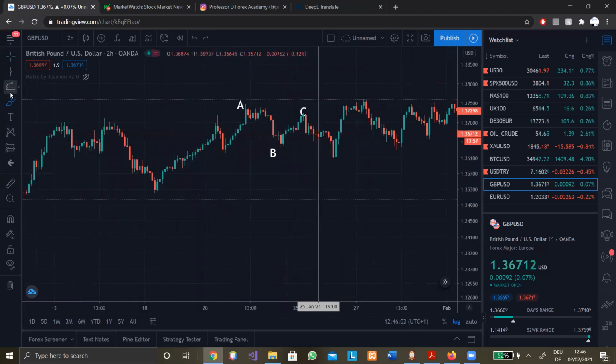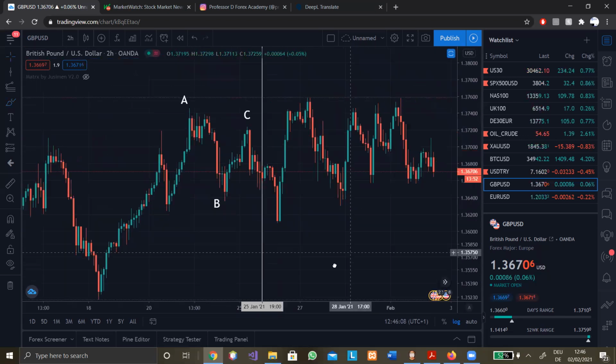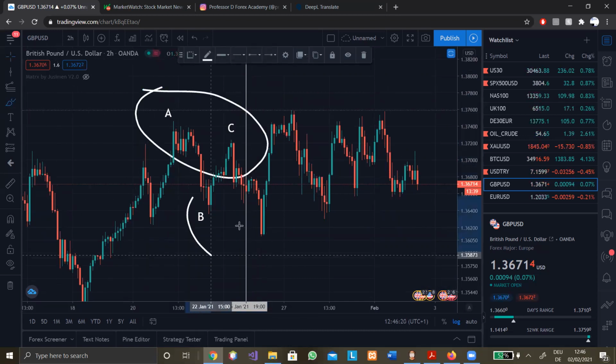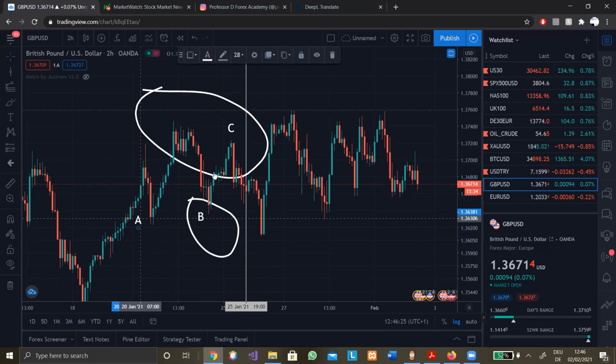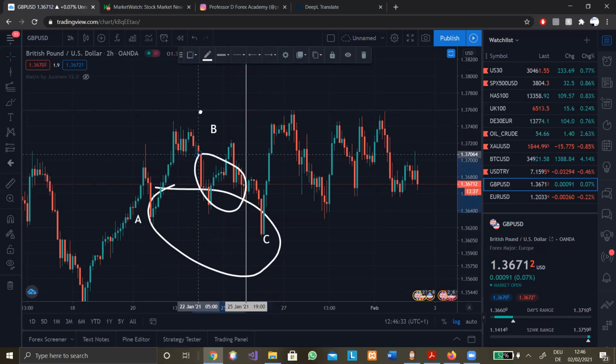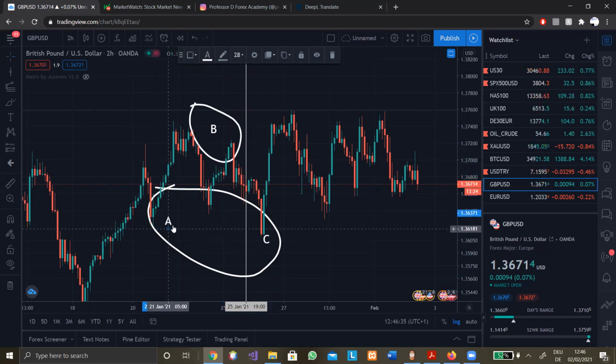For a buy opportunity, now listen, your first point is a high, your second point is a low, and your third point is a high. For buy opportunities, always remember you have 2 highs and 1 low. For a sell opportunity, you have 2 lows and 1 high.